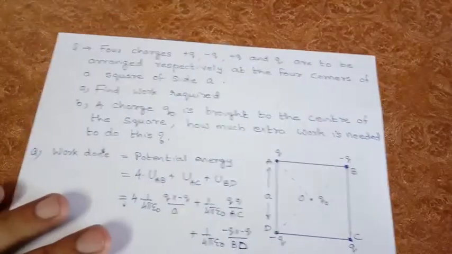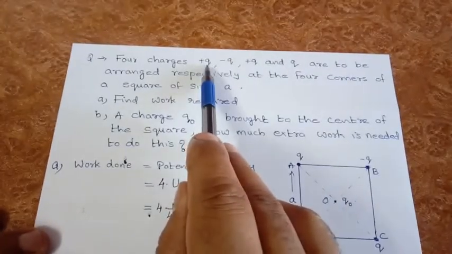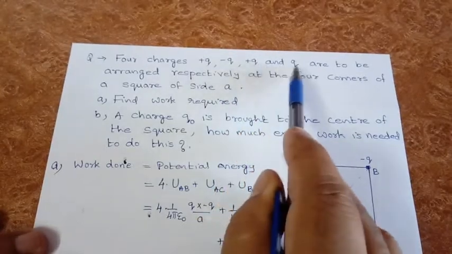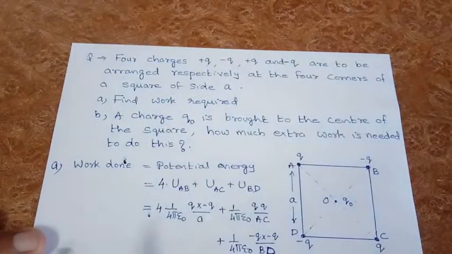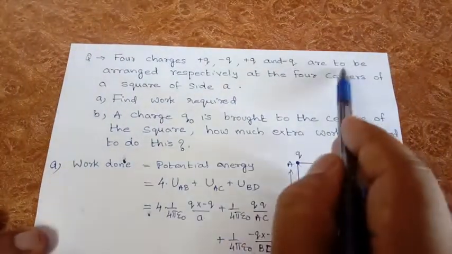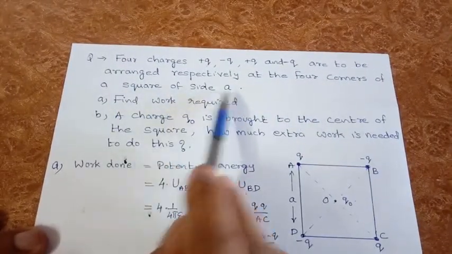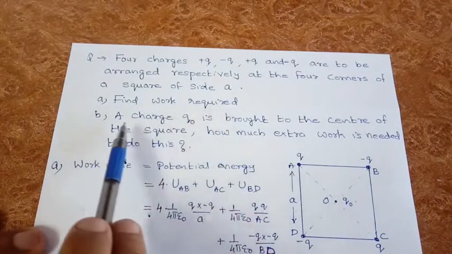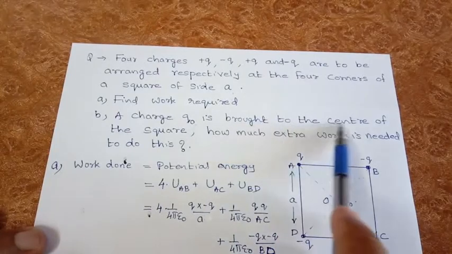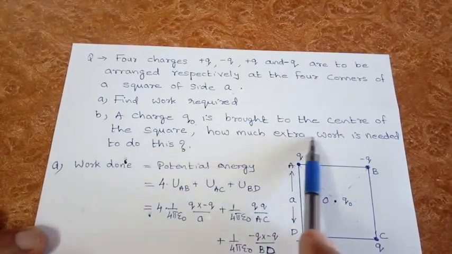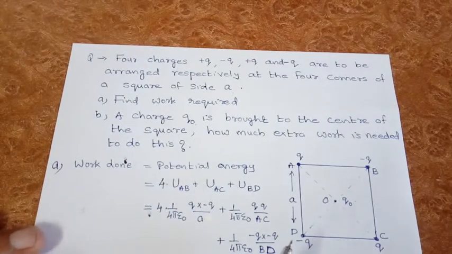Now the next question is, so you can read: 4 charges plus q, minus q, plus q, and the fourth one is minus q, are to be arranged respectively at the four corners of a square of side A. Find the work required for this purpose. The second part of the question is, a charge q0 is brought to the center of the square. Now how much extra work is needed to be done? So this is the question.